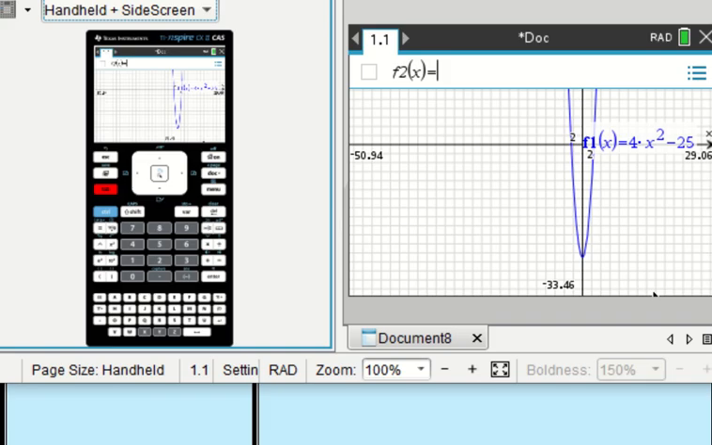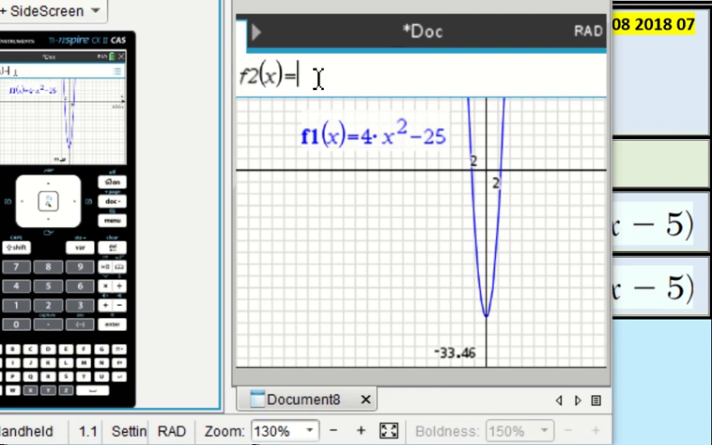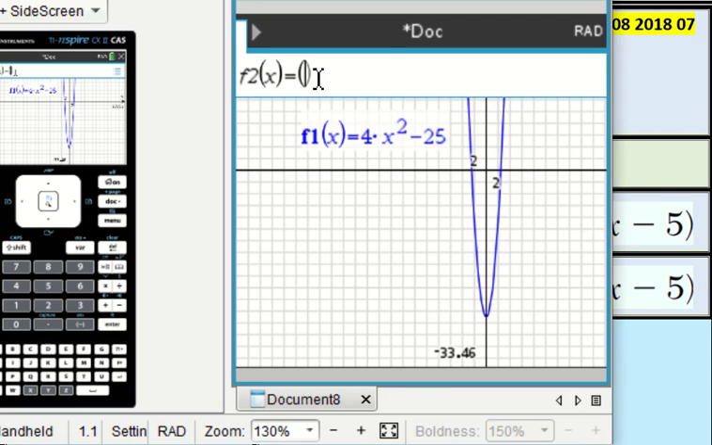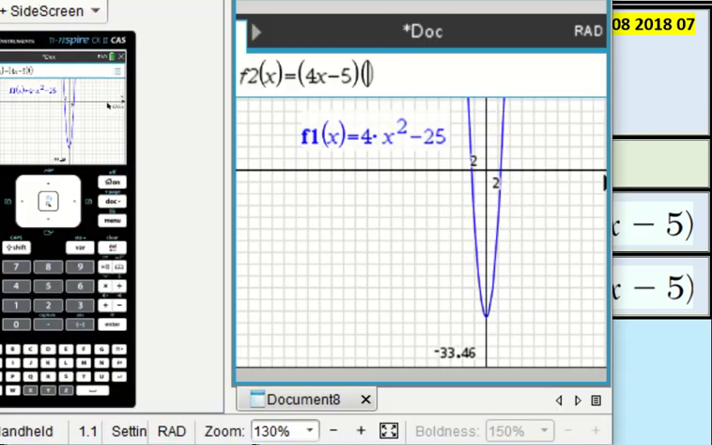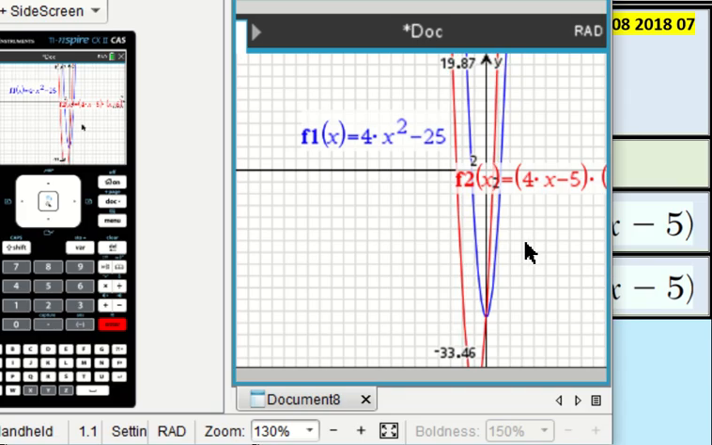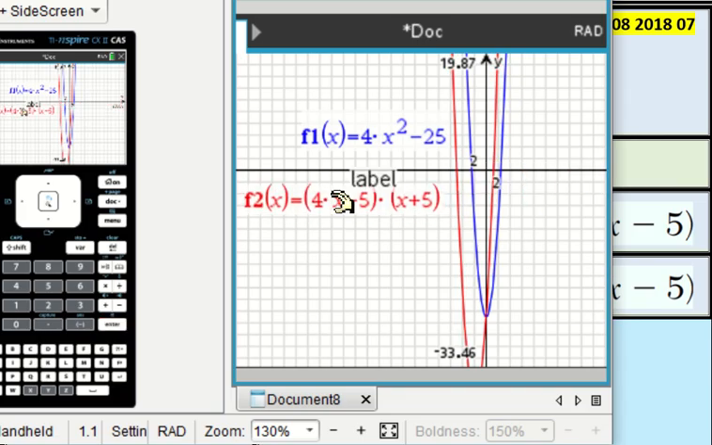So I press tab, and now I want to graph my first answer. So we start with 4x minus 5, and that's subtract. Don't use the negative sign there. And then x plus 5. And notice I have a similar graph. It looks a lot like that one, but it's not perfect. Therefore, that's not my answer.